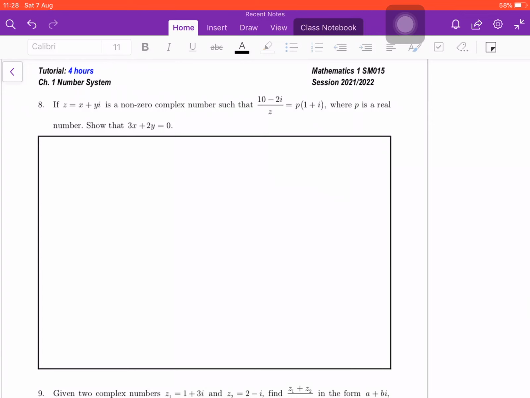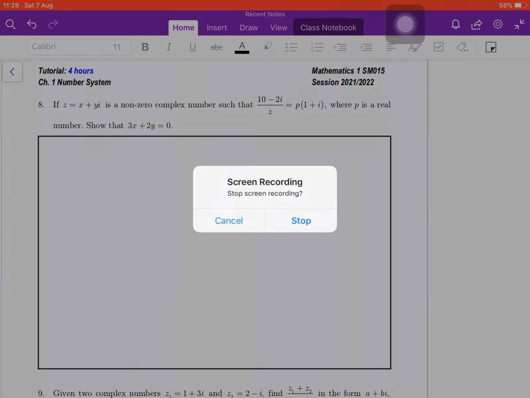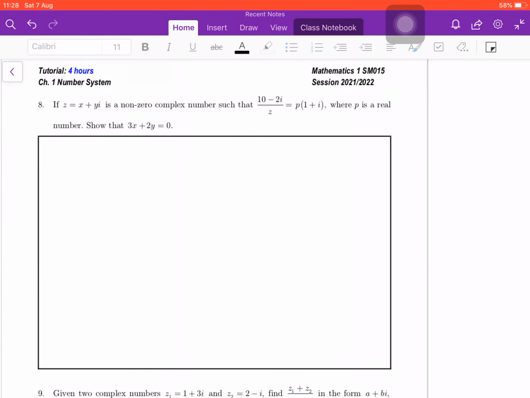Panjang soalan ni. Macam mana nak buat ni? Okey, tak apa, jangan stres-stres dulu. Okey, sekarang ni kita nak cari where P is the real numbers. Okay, so sekarang dia nak suruh show lah 3x plus 2y is equal to 0 kan. Okay, tak apa. Relax dulu.